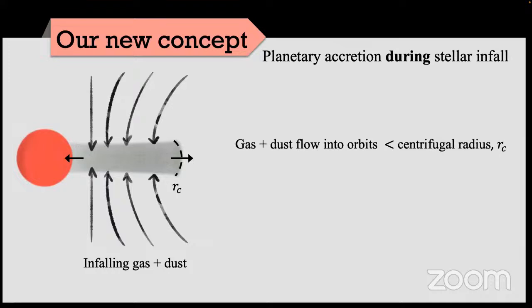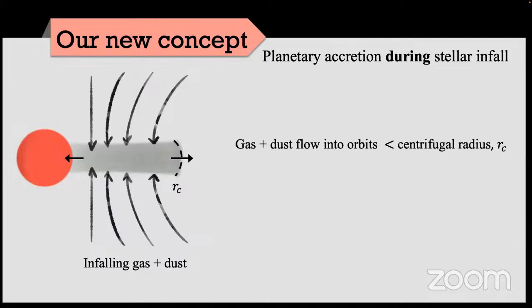So I'm going to start with this model, and we're going to assume that planetary accretion indeed started during stellar infall. So you have the molecular cloud that has gas and dust that falls onto the star, but because it has too much angular momentum to be accreted directly onto the star, it forms a circumstellar disk. And this circumstellar disk initially has orbits up to a centrifugal radius, let's say r_c. And this r_c is just a measure of how much angular momentum is in that initial molecular cloud.